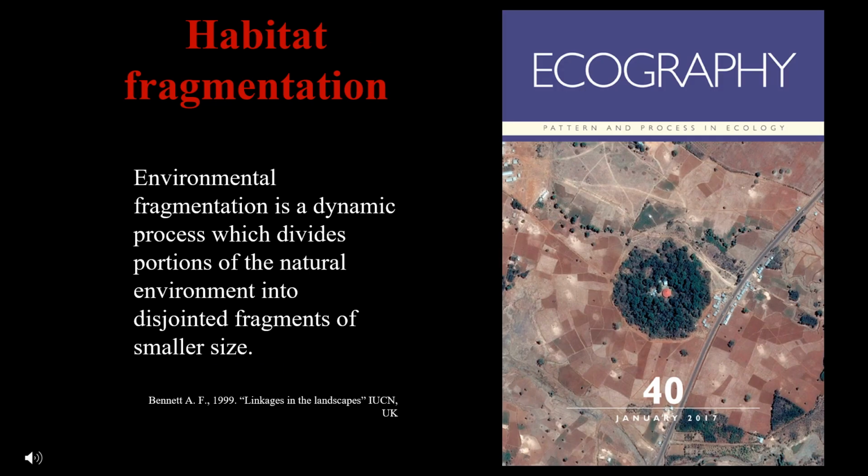Habitat alteration frequently proceeds through habitat fragmentation. This is a dynamic process which divides portions of the natural environment into disjoint fragments of smaller size. For example, a road built through a woodland is an obstacle that can hardly be crossed, or not at all, for much of the wildlife that lives in the wood. This is a barrier, effectively dividing the wood. What was once a single habitat has then become two or more smaller habitats.